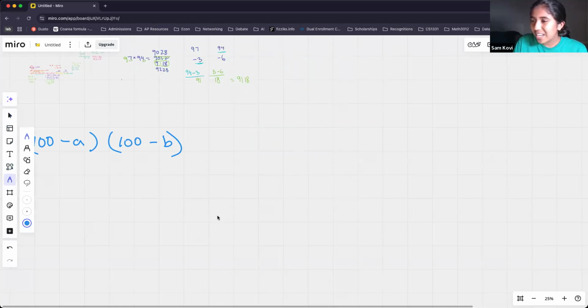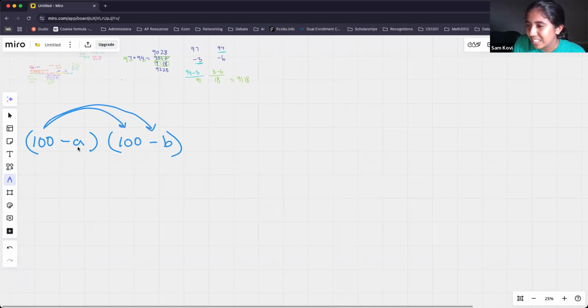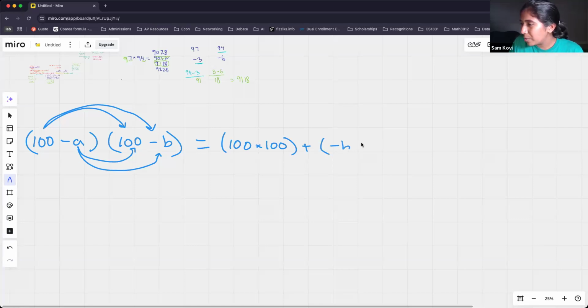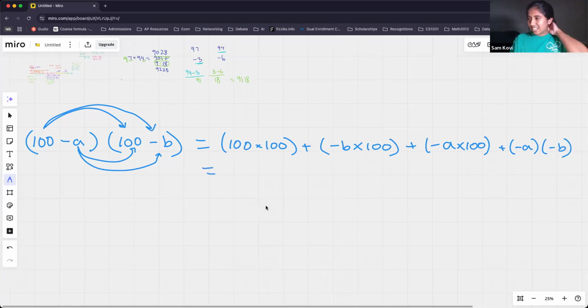All right, let's go ahead and do a little bit of FOIL. As you can see, this FOIL pops up a lot. So we're going to do 100 times 100, and then this, and then this. So we have 100 times 100 plus negative b times 100 plus negative a times 100 plus negative a times negative b. So take a couple of seconds and see what you get when you expand this.